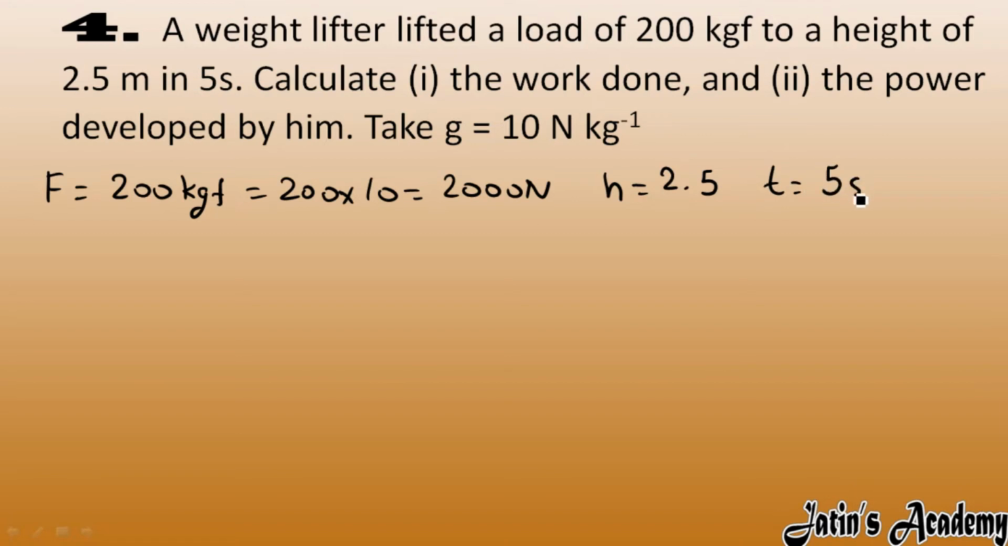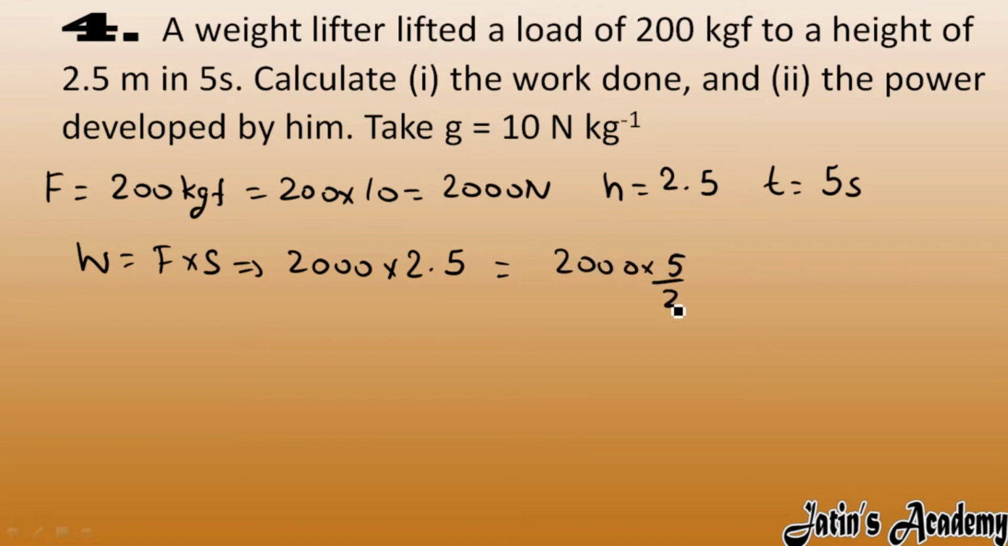Now we have to calculate work done. What is work done? Work done is force into displacement. Force value we have 2000 Newton and displacement we have 2.5 meter. You can also write 2.5 as 5 by 2. So here you got 5000 joule. You can also write it like this, 5 into 1000 joule, which is a kilojoule. So 5 kilojoule is the work done.